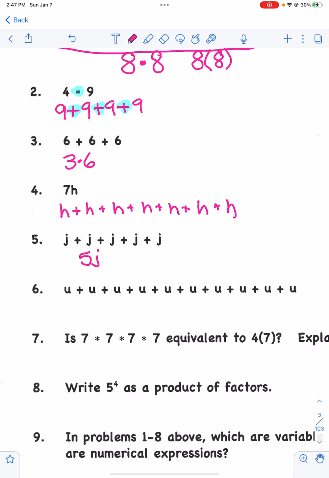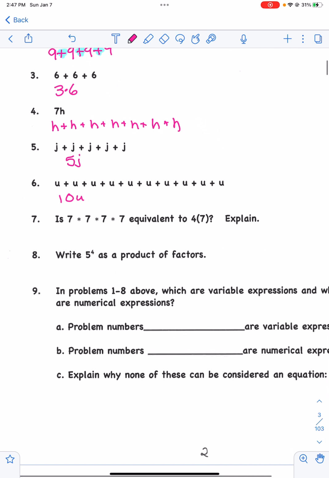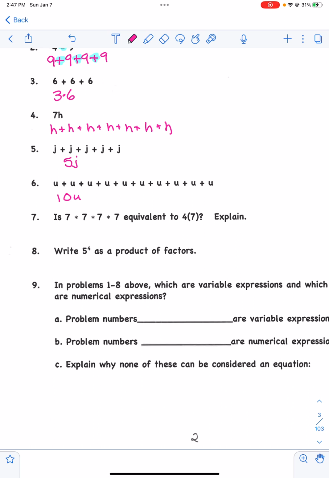All right, 5J. How many do we have here? Is this 10? I think this is 10U. Sorry if I counted wrong, though. I'm too nervous. I have to check. Okay, I think I see 10. Okay. All right, try number 7. Pause the video. Come back when you're ready to check. Yes, these are the same.